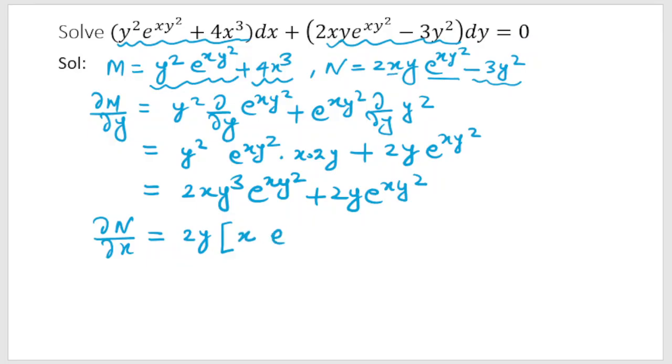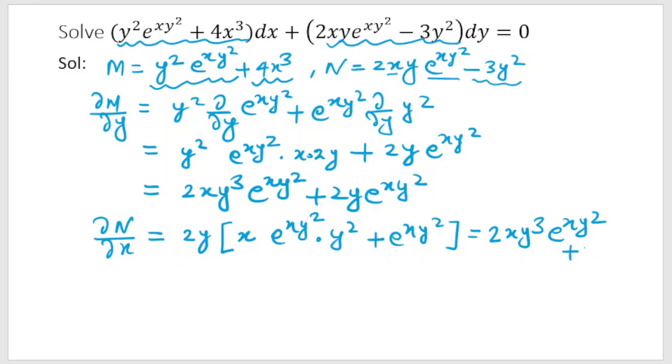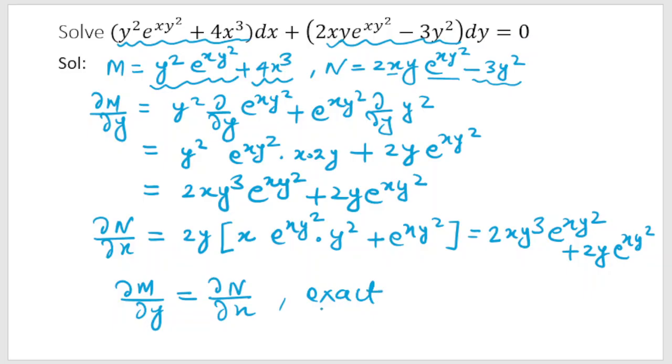So I take x e to the power xy square into y square, plus e to the power xy square, and the derivative of x will be 1. So you can clearly see that we are getting the same thing here, xy square and 2y. So it will give 2xy cube into e to the power xy square plus 2y e to the power xy square. So you can clearly see that del m by del y is equal to del n by del x. So it means that the differential equation is exact.